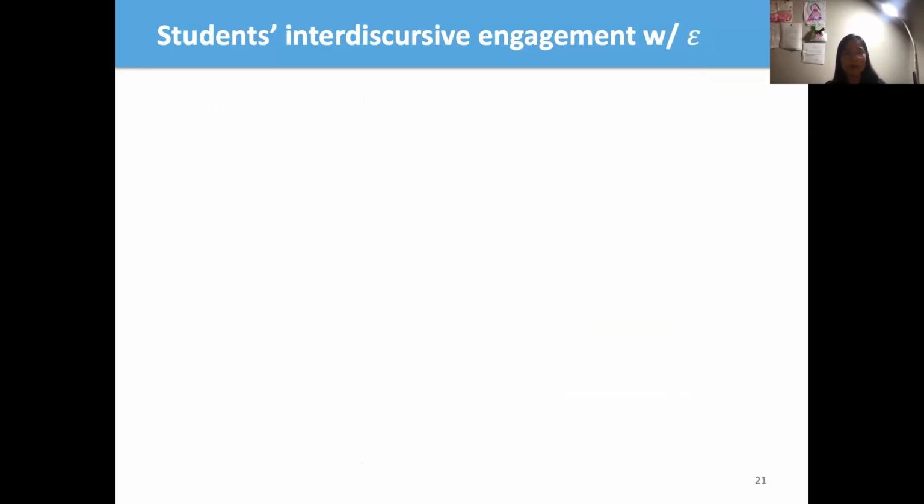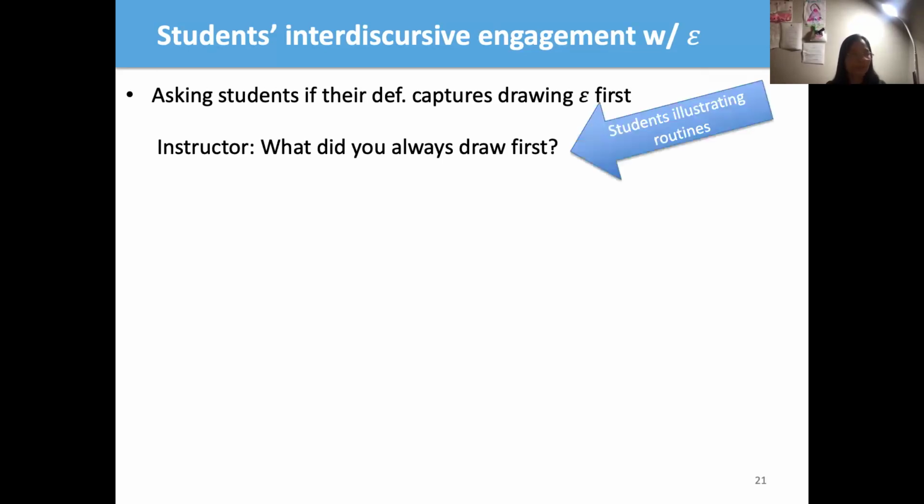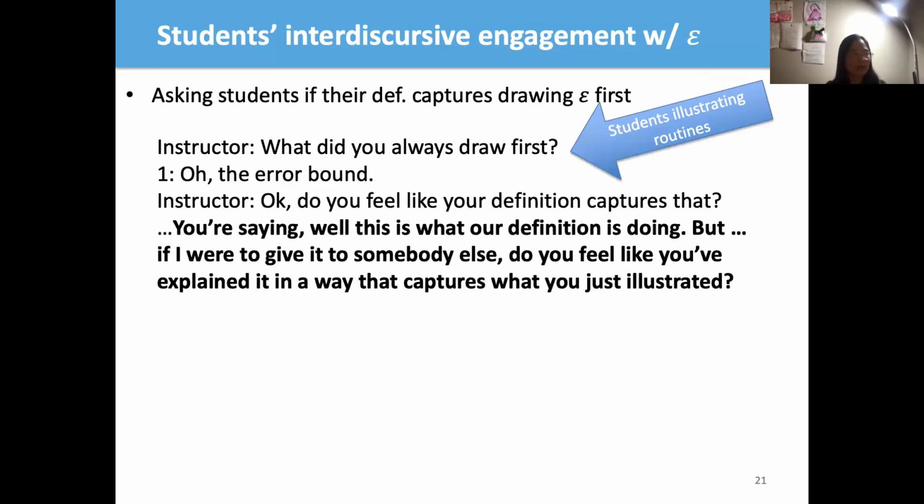And then students' interdiscursive engagement with them drawing epsilon first started with the instructor asking if their definition captures that. So the instructor just straight out asked, what did you always draw first? And here he's again mentioning student illustrating routines. And then one said, oh, error bound. And then the instructor said, do you feel like your definition captures that? You are saying, well, this is what our definition is doing. If I were to give it to somebody else, do you feel like you've explained it in a way that captures what you just illustrated?